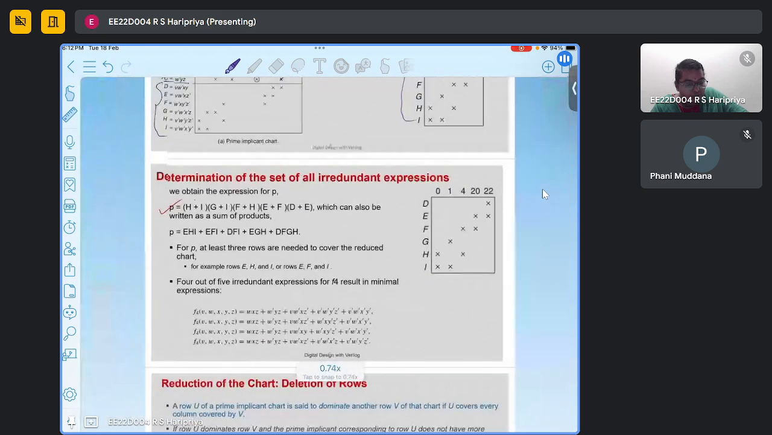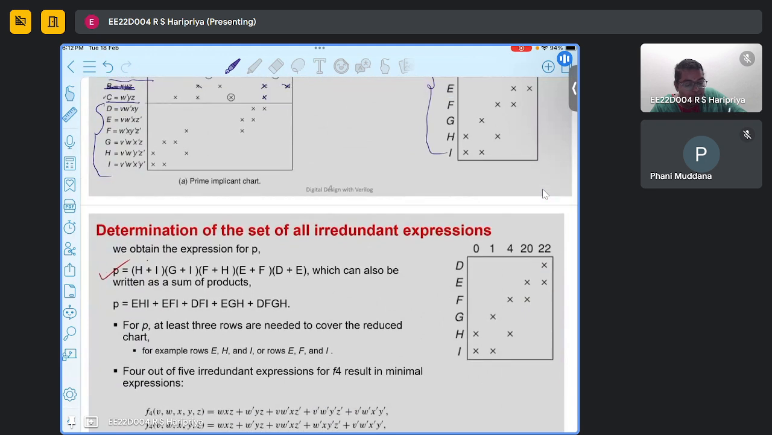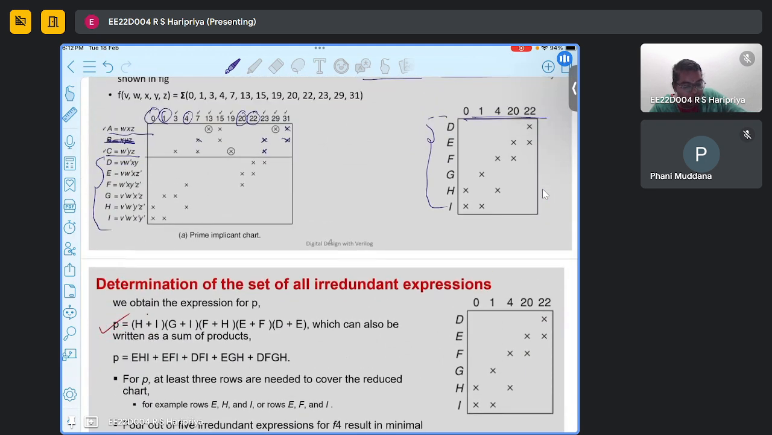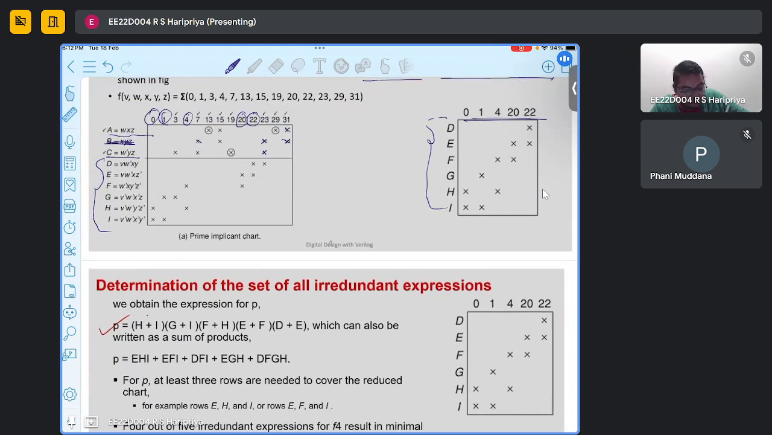So next, what are the possible P we have to select from this? Can we write it as a product term? So how we obtain this expression is: for 0 we can choose between H or I. For 1, what are the product terms we need? Either G or I. And similarly for this one, F or H.